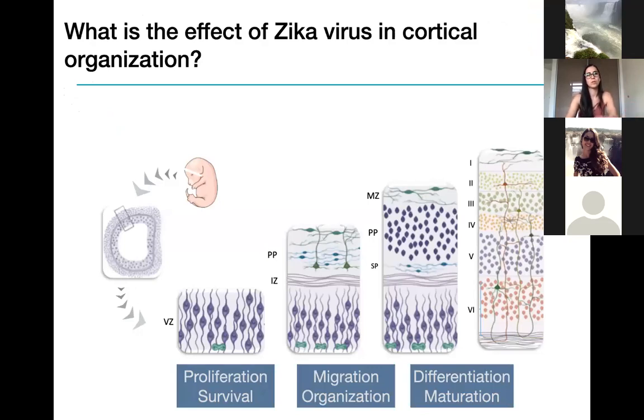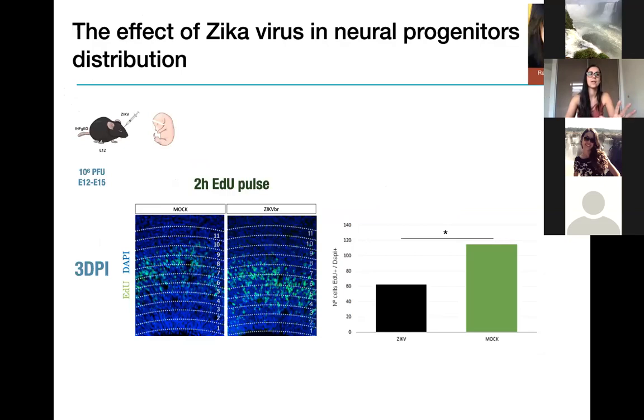Then we decided to look at another aspect of brain development, which was the organization, the migration, the distribution of those cells. We started by looking at the progenitors. Again, we have a coronal section and we gave a pulse of EdU, which is an analog of thymidine, for 2 hours. So it is incorporated in S phase. We divide this proliferative area into beams of 20 micrometers, and then we can count these cells. As you can see here, this is the control, and this is the affected animals in our congenital infection model. After 3 days, as you can see, you have a different distribution of those cells.